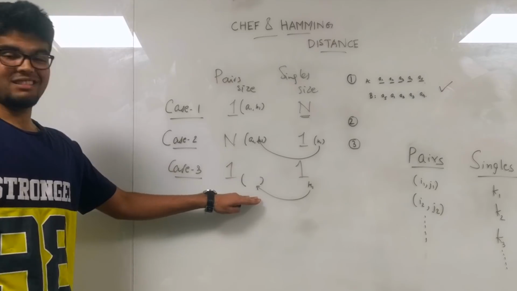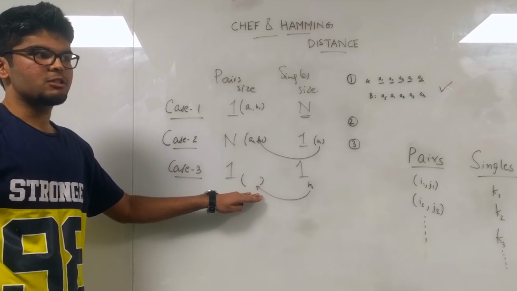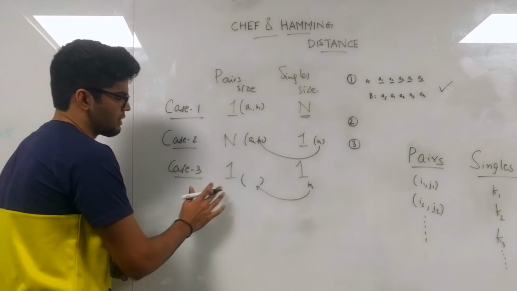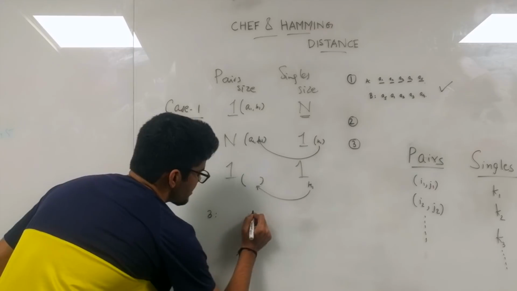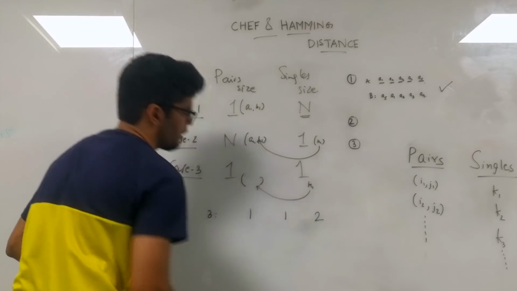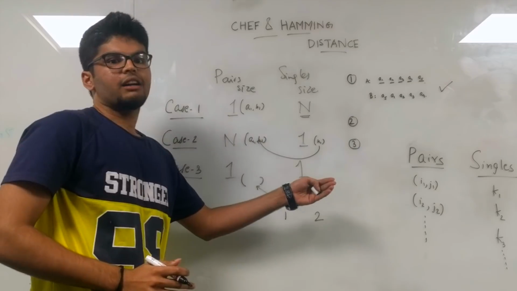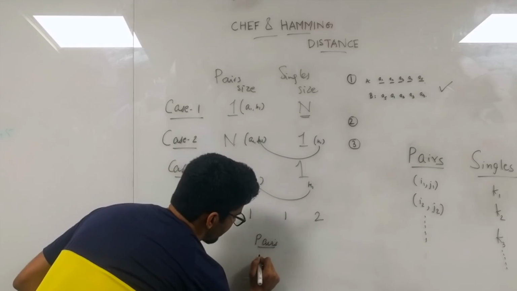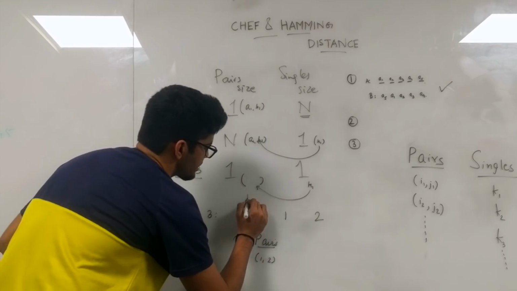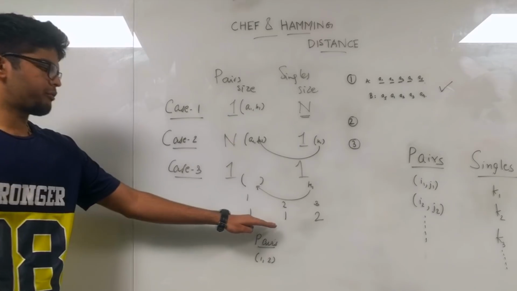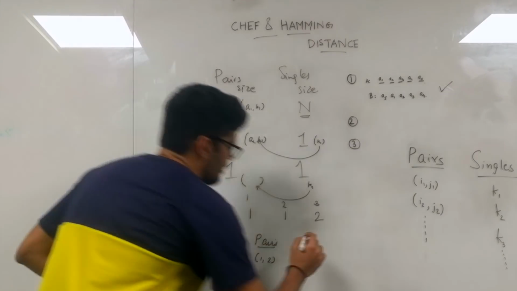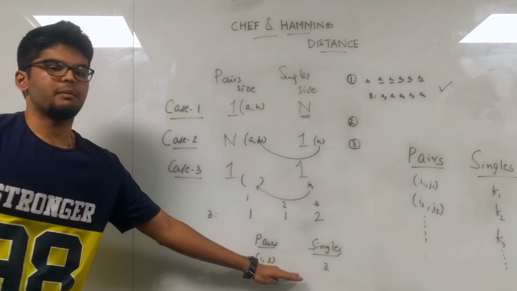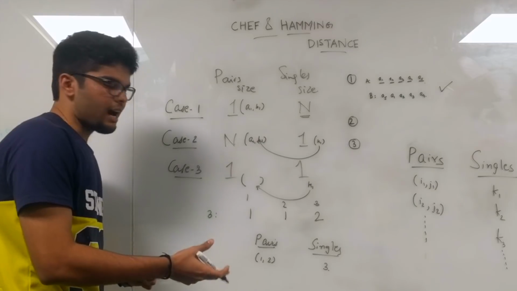But this is a special case wherein you won't have the Hamming distance of n if the size of the array is n. So I'll just give you an example of case 3. Let's say you have an array containing 3 elements, 1, 1 and 2. Let's just run through our algorithm here. We have a pairs list which is 1, 2, which are the indices of element 1 because it occurs twice. The singles list contains just 1 element.